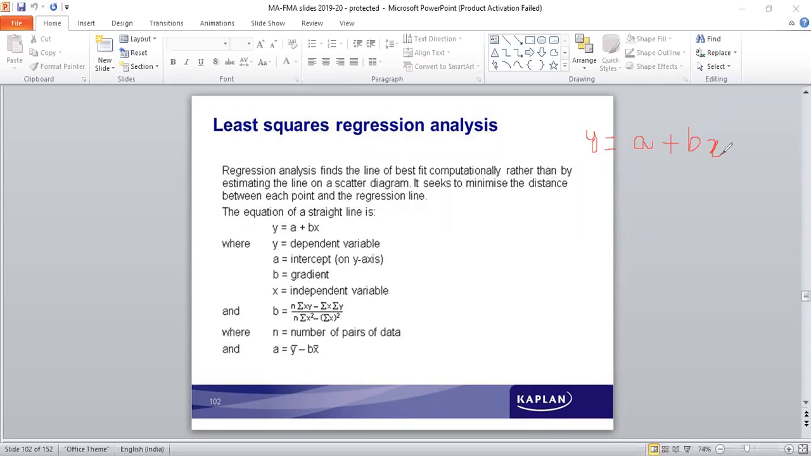The same equation is also used under regression analysis. Regression analysis establishes the relationship between two variables y and x, where x happens to be the number of units and y happens to be the total cost. So using this regression analysis, we estimate the total cost. So y is equal to a plus bx. Y is a dependent variable, dependent on x.